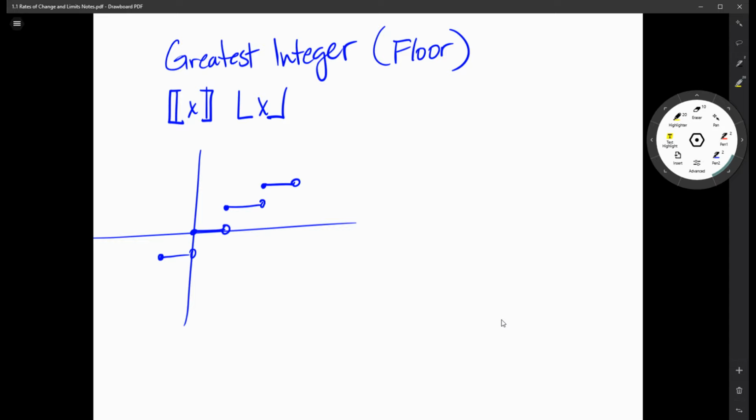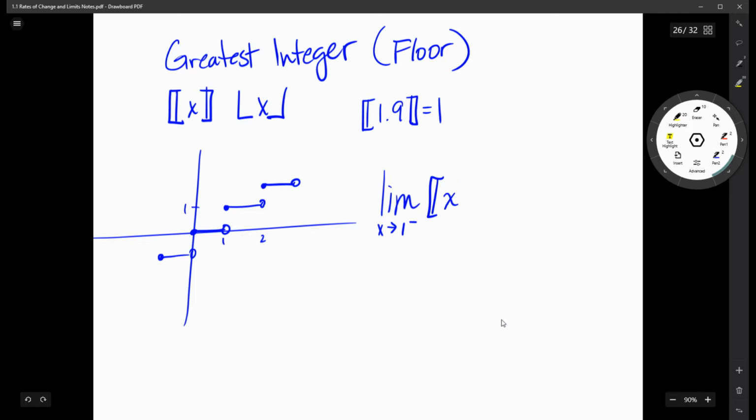And what it does is it takes all the values, say for instance, this is 1, this is 2, takes 1.1, 1.2, 1.3, and so on, and cuts off that decimal and rounds it down to 1. So for instance, the greatest integer of 1.9 is 1. All right, so what if I asked you on this particular function, what is the limit as x approaches 1 from the left of that greatest integer? So let's see.